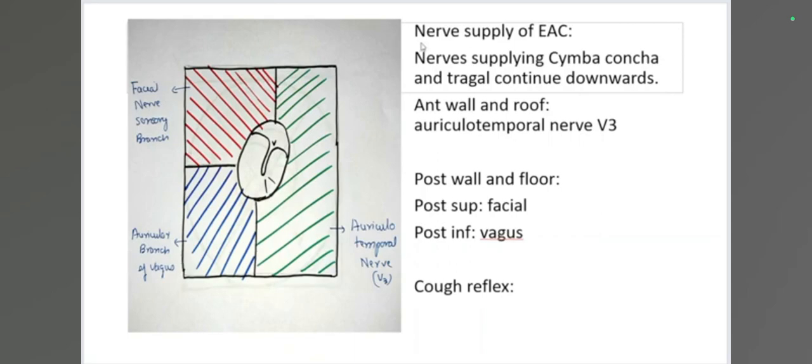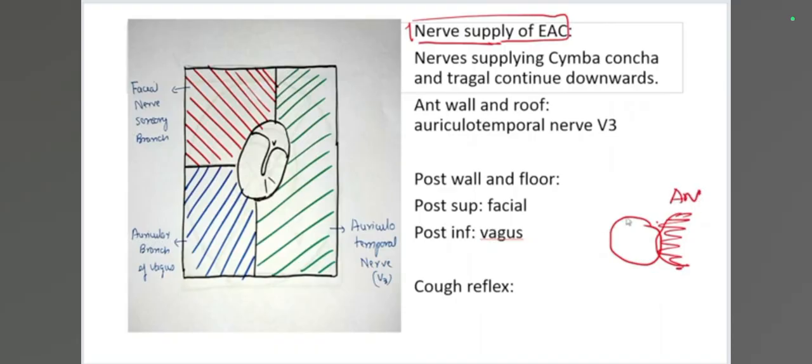Now coming to the nerve supply of the external auditory canal. So, as I said, when you have this external auditory canal, the anterior part, that is the tragus, this is supplied by the auriculotemporal nerve. The posterior part, what is the relation? That is the cymba concha, that is supplied by the auricular branch of the vagus and the facial nerve. So these are the same things that continue inwards.